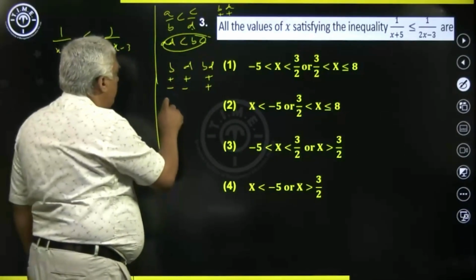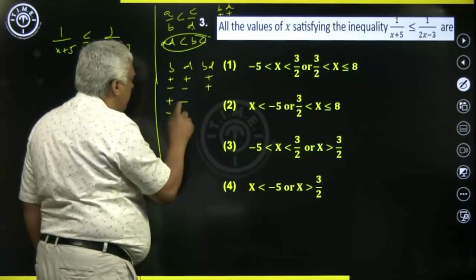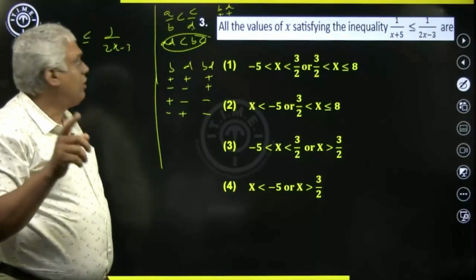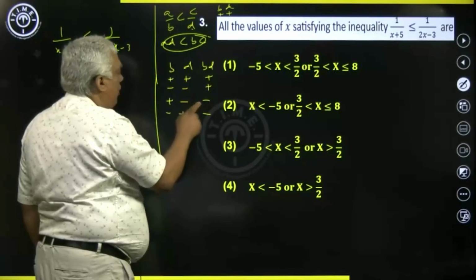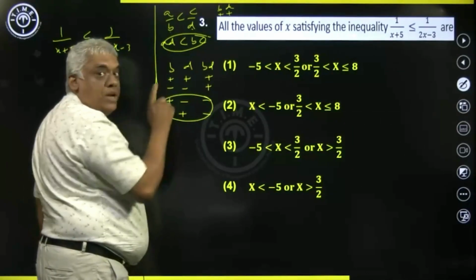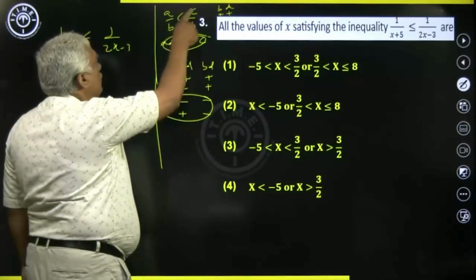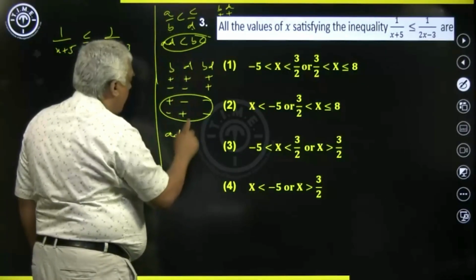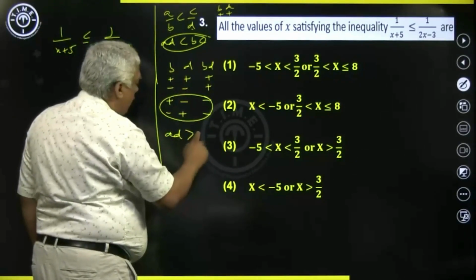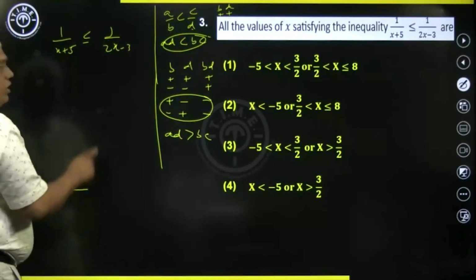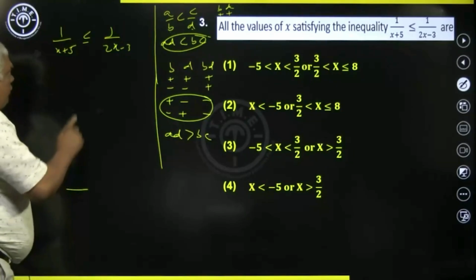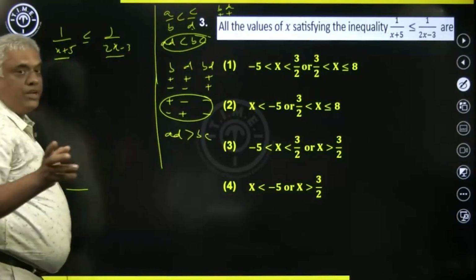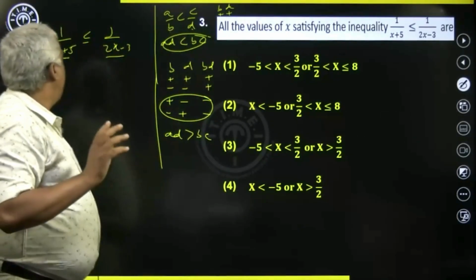But suppose b is positive and d is negative, or b is negative and d is positive, so bd will be negative. Now, you know that when you multiply by a negative number, the inequality sign will change. So in these two cases, when b and d have opposite signs, if you cross multiply, the sign will change. So a by b less than c by d becomes ad more than bc. Now here we do not know the value of x, so we do not know whether this expression is positive or negative. So we cannot cross multiply, we cannot multiply by this.